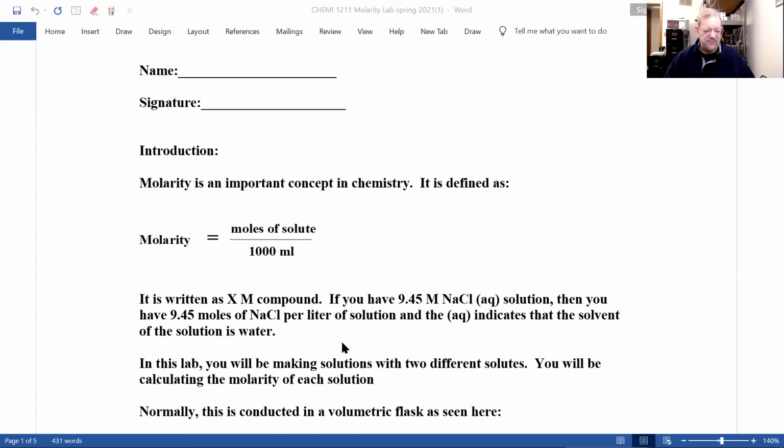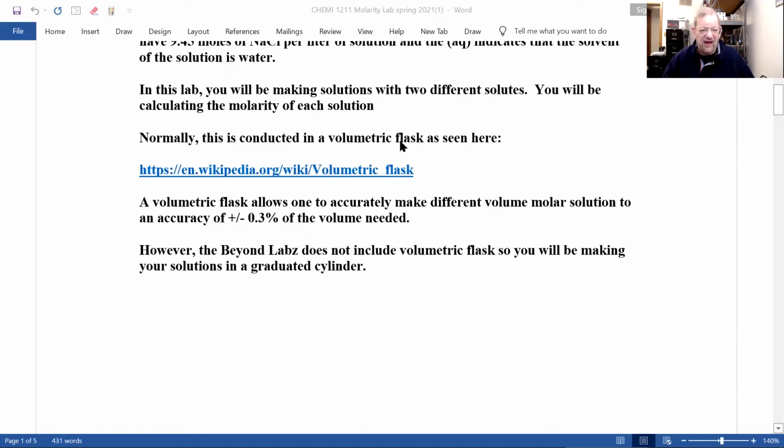is water. In this lab, you'll be making solutions with two different solutes. You'll be calculating the molarity of each solution. Now, normally, this is conducted in what's called a volumetric flask. And let me show you picture one first.